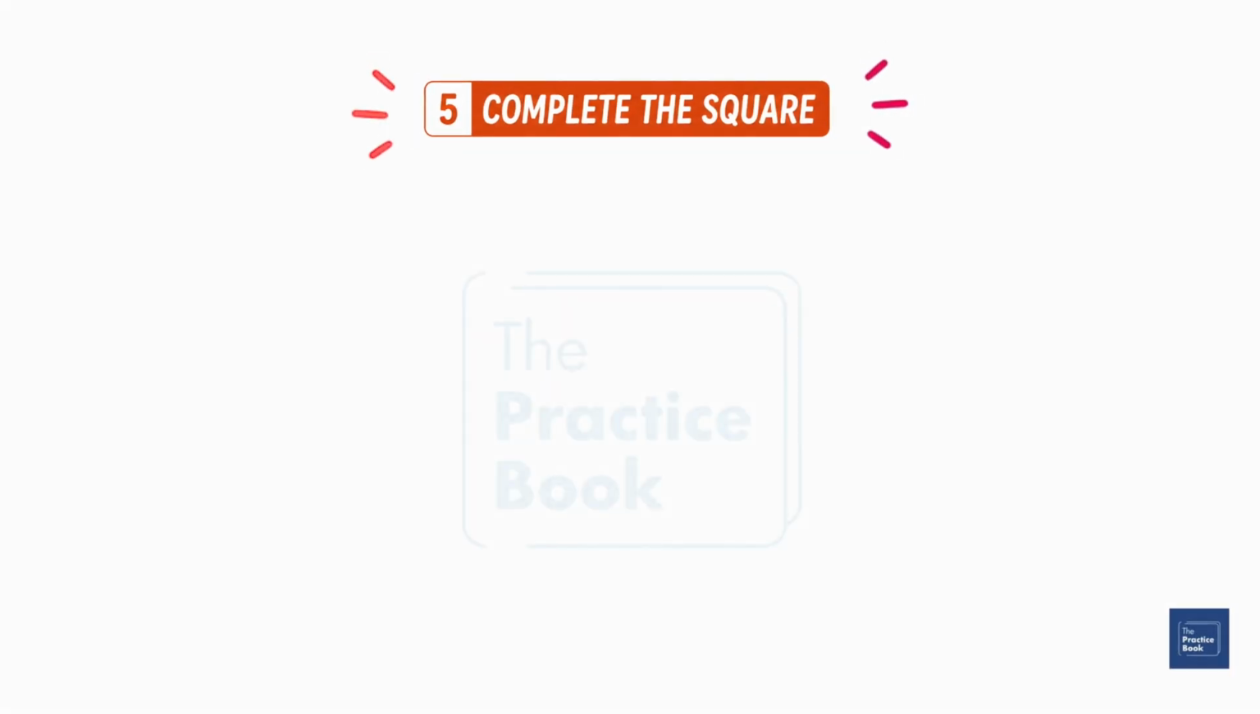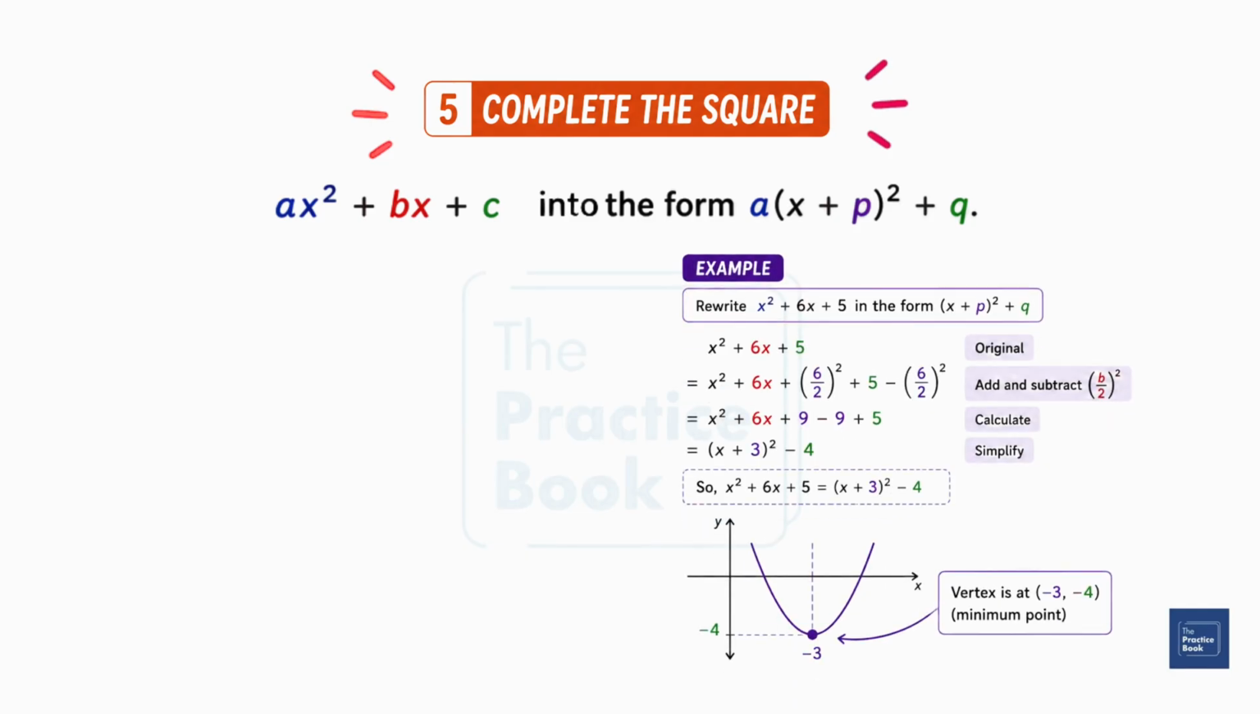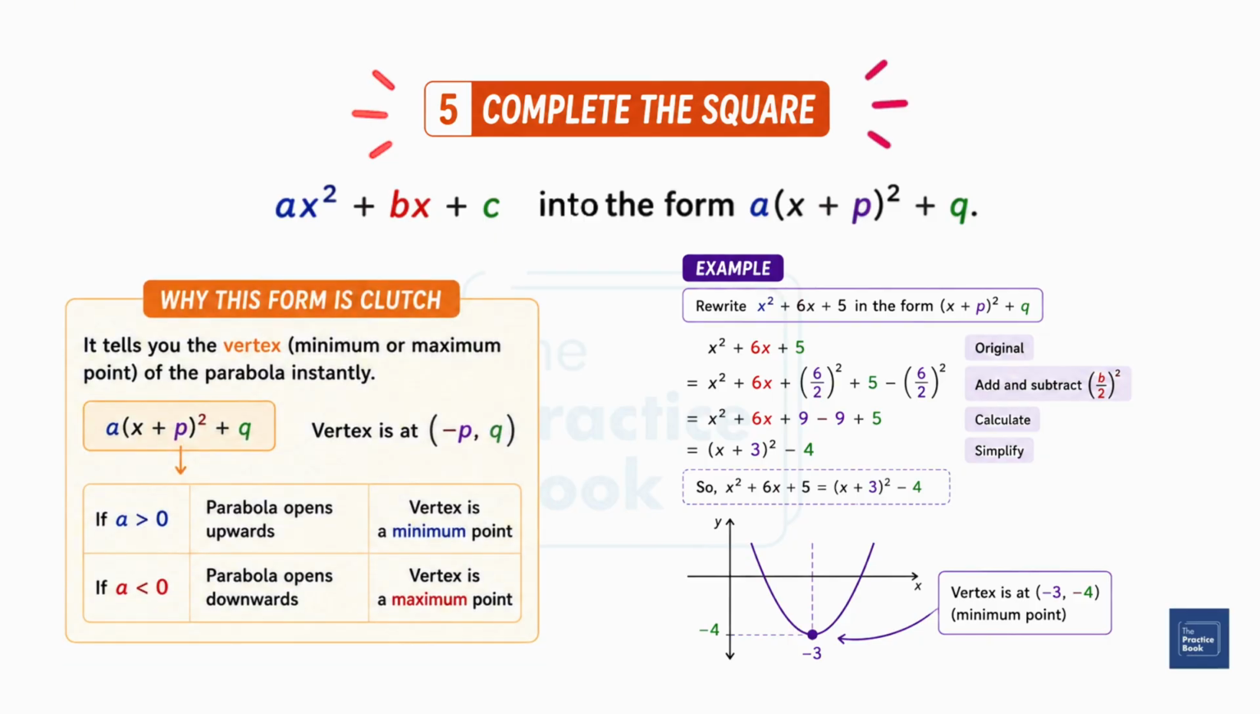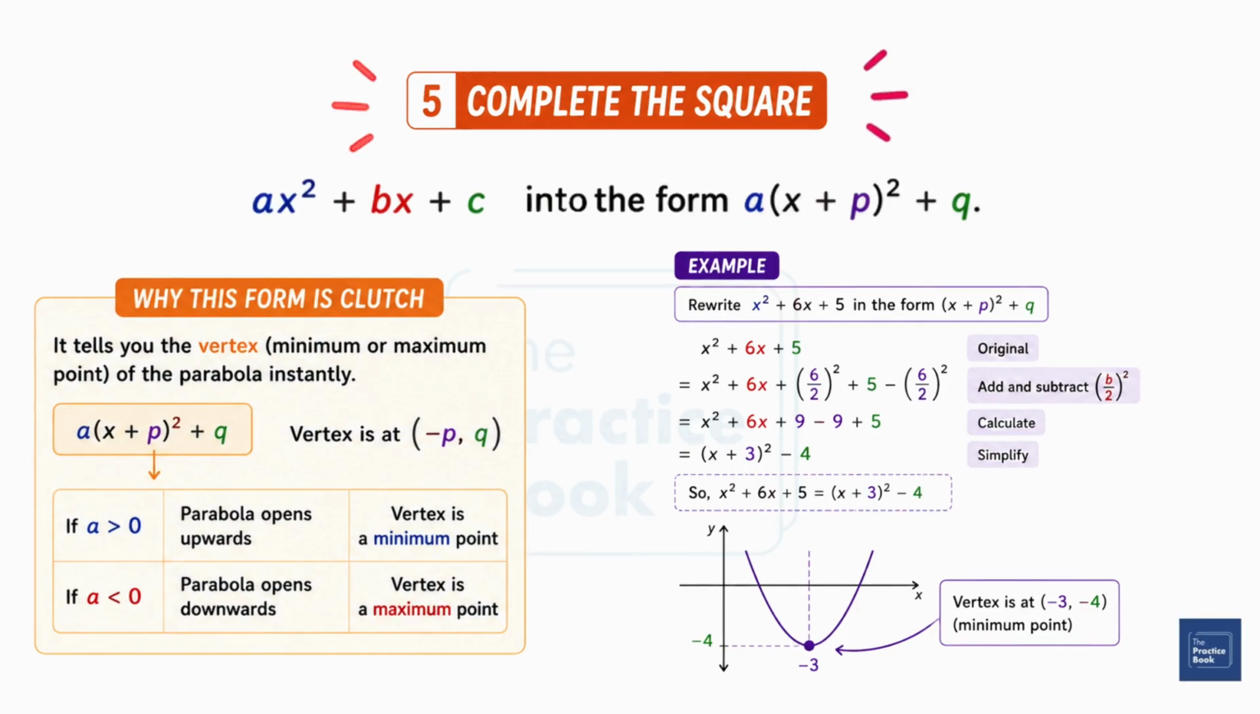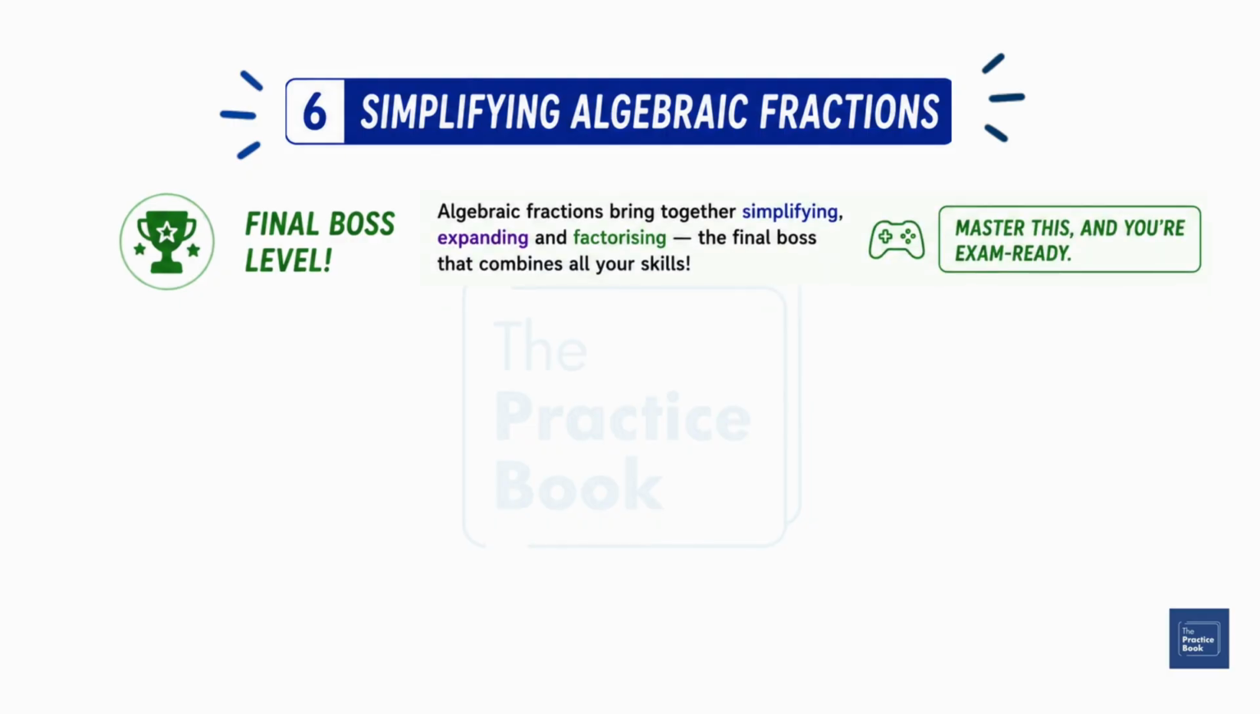Then there's completing the square, which sounds intense but is just a way to rewrite a quadratic like ax squared plus bx plus c into the form a(x plus p) squared plus q. This form is clutch because it tells you the vertex, minimum or maximum point, of the parabola instantly. Super useful for graphs.